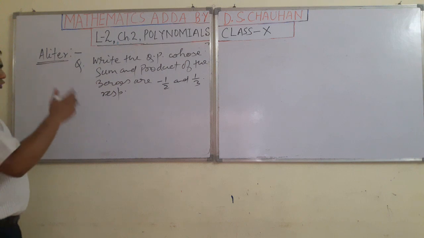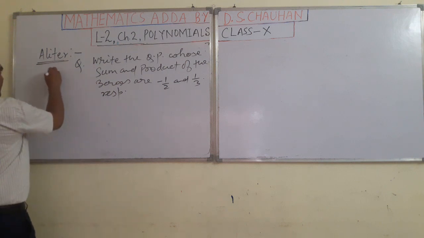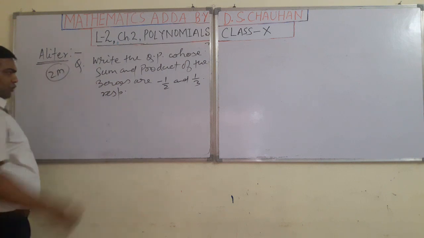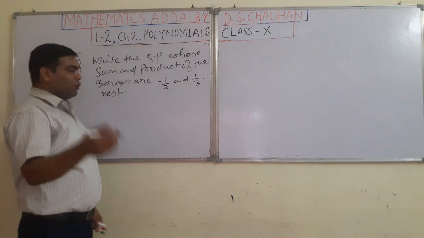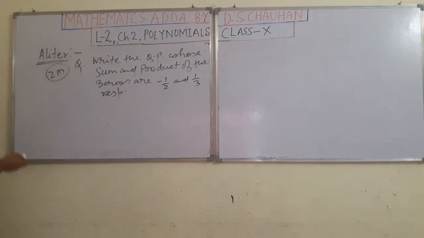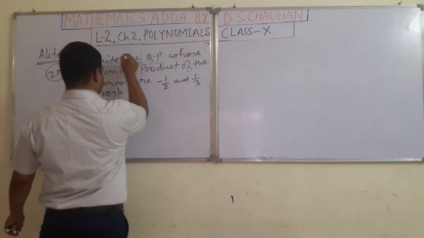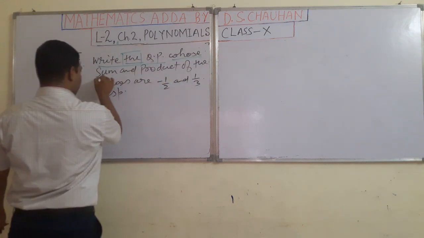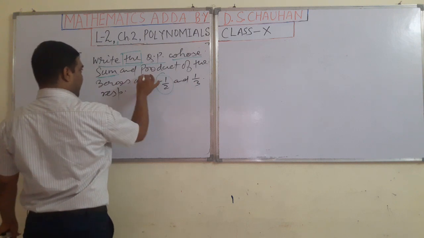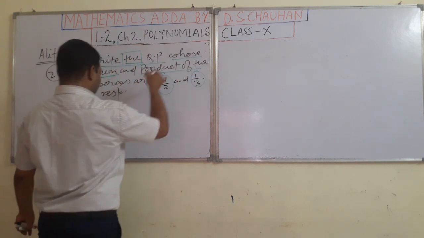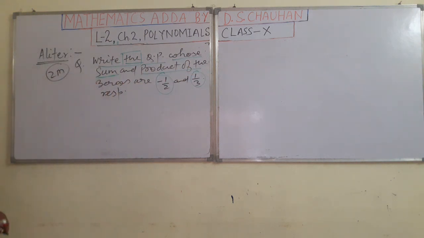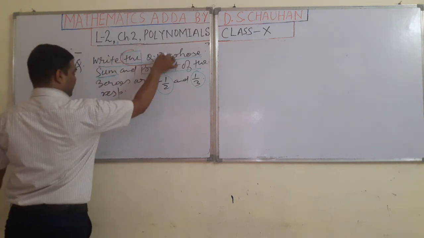See how to do. Suppose this question came for 2 marks in your exam. See easily how to do. Here we have to write the quadratic polynomial whose sum and product of the zeros are given respectively. So I am going to tell you another method. Try to understand. Here we have to write the quadratic polynomial.